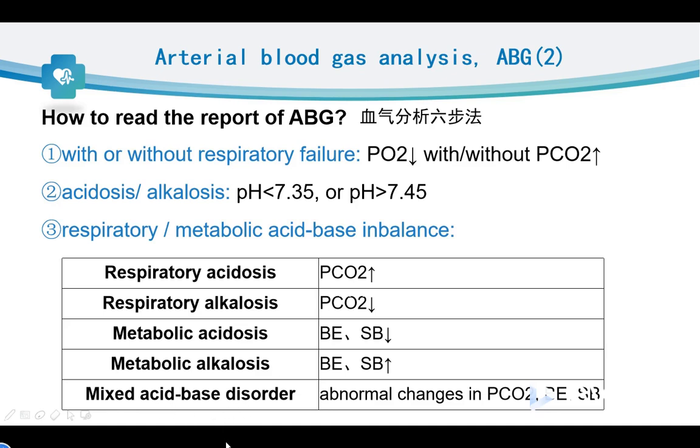In this condition, we need some formulas to confirm how many acid-base disorders are there. And that's the 3 steps to read the report of the ABG. If you are interested in the ABG analysis in 6 steps, you can try to search online with Chinese after class for your further self-learning.